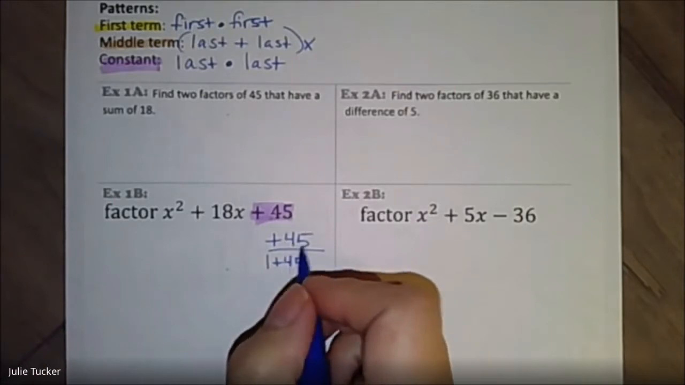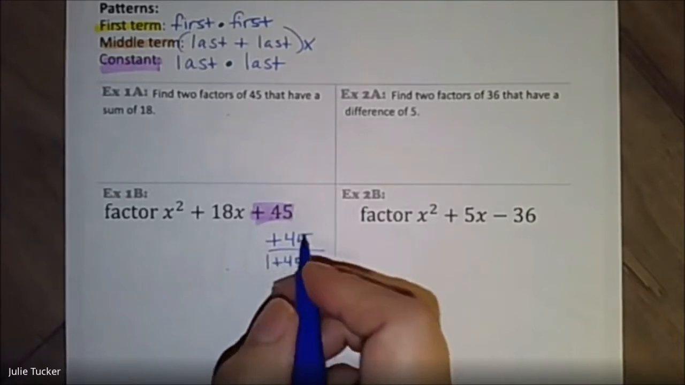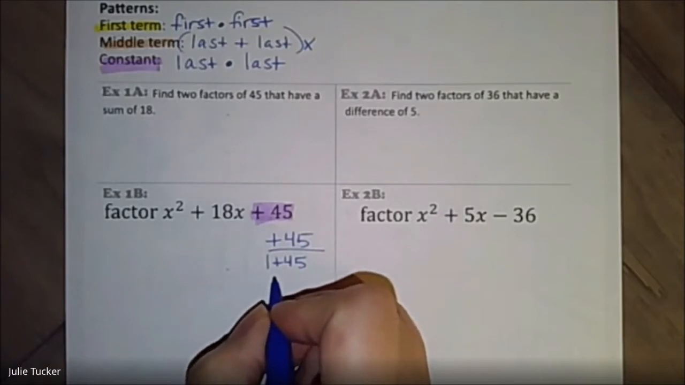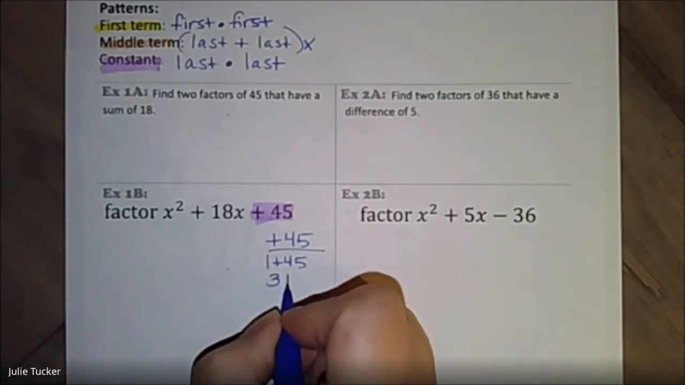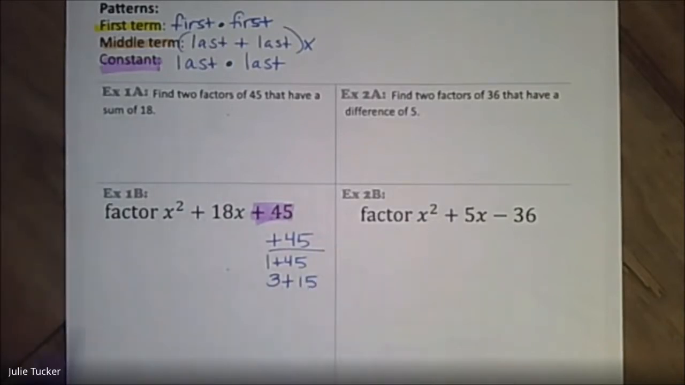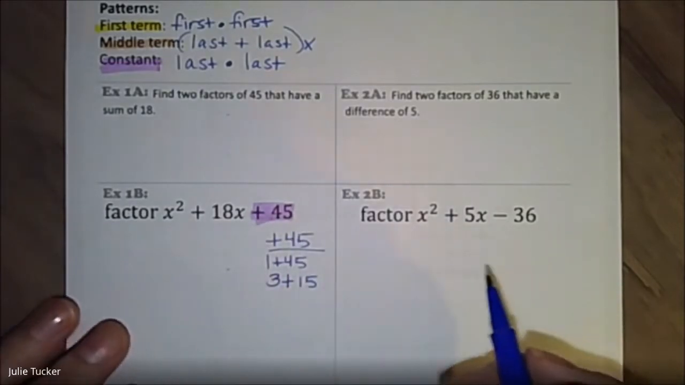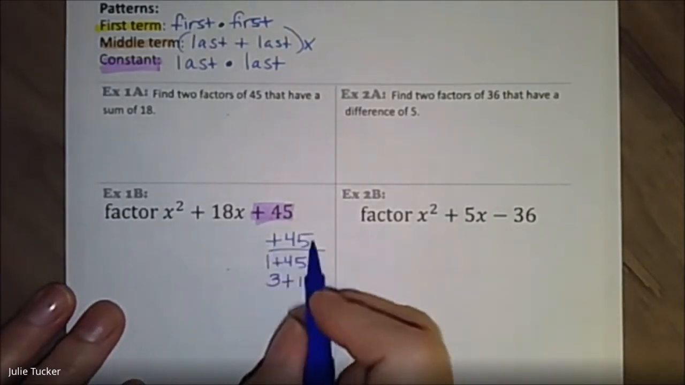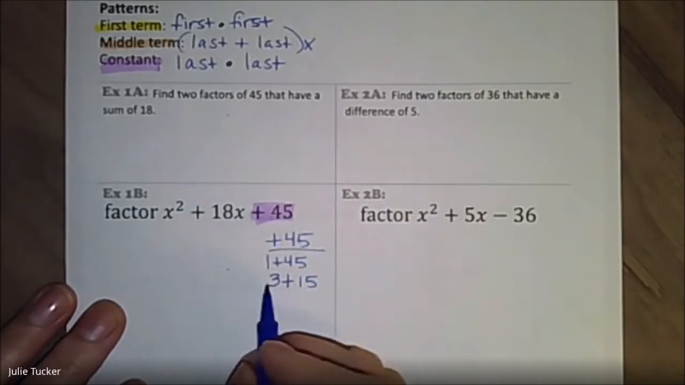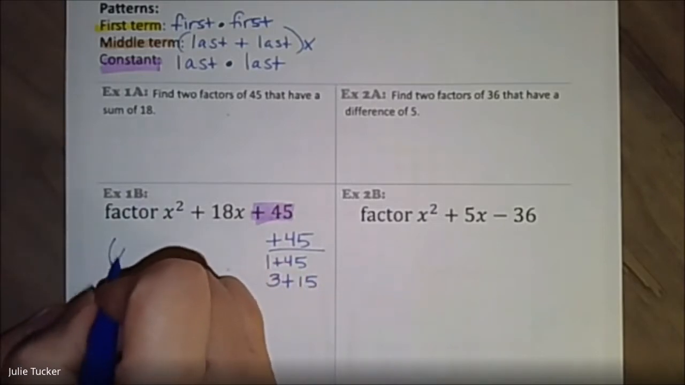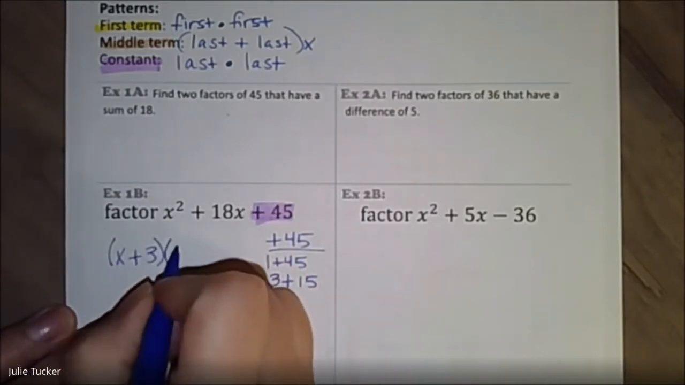And then 45 does not divide by 2 because it's an odd number. So the next number I can try is 3. 45 divided by 3 is 15. So if I put 3 plus 15 here, that's the 18 that we want. So that's it. The two numbers that have a product of positive 45 and a sum of 18 are 3 and 15. Now what I do is I take those and I turn those into the factors. And there it is.